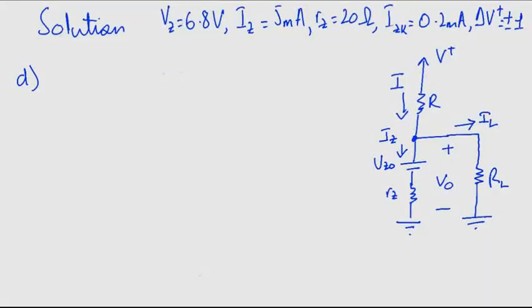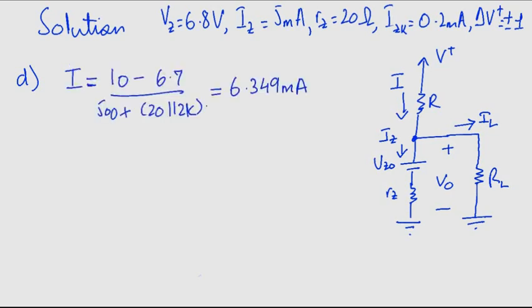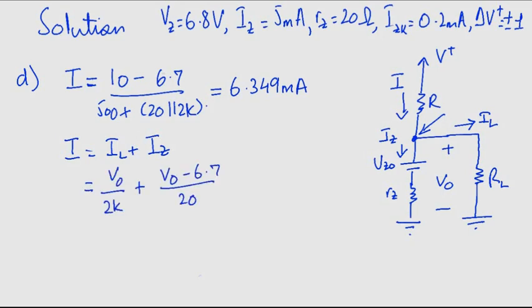For part D, let's first calculate the current from the supply, that is capital I. This gives a value of 6.349 milliamperes. Notice that Rz and RL are in parallel. Now applying Kirchhoff's current law at this point, we can write a current equation as I equals IL plus Iz. Writing these in terms of the voltages, we get this expression. Solving for V0, we get V0 equals 6.759 volts.